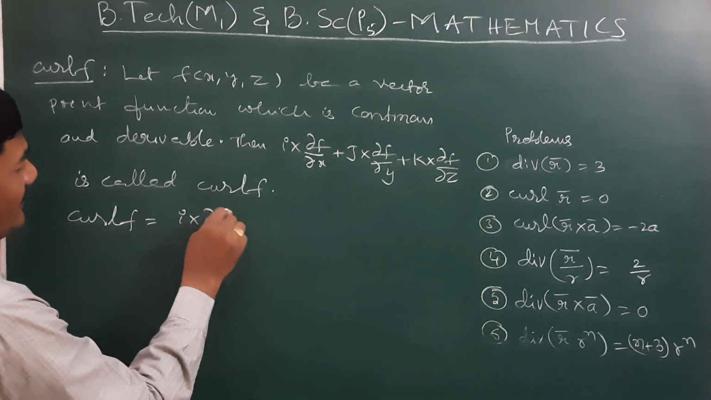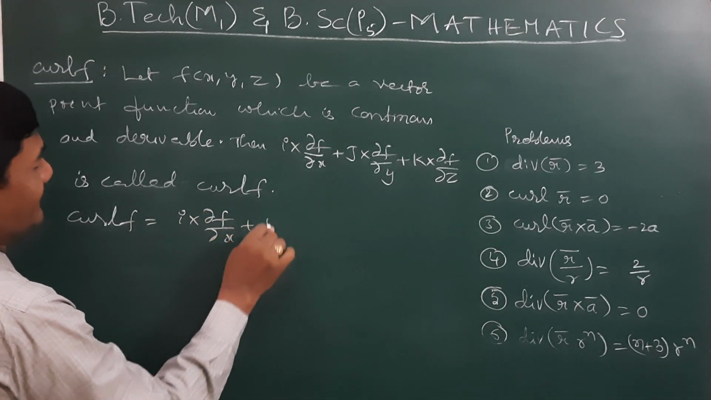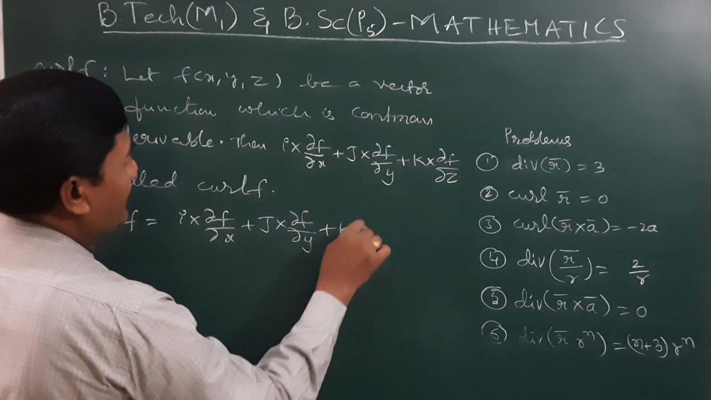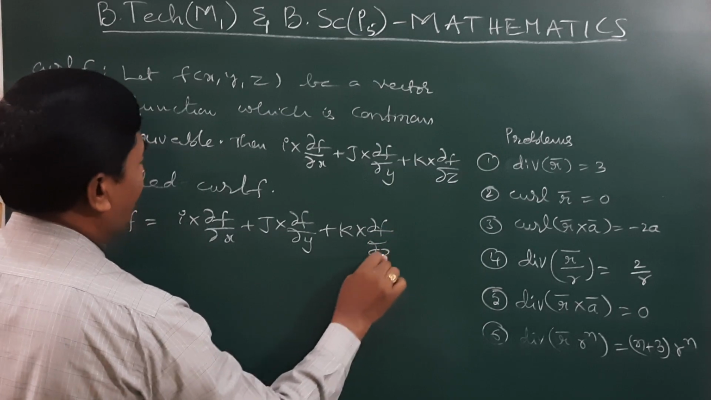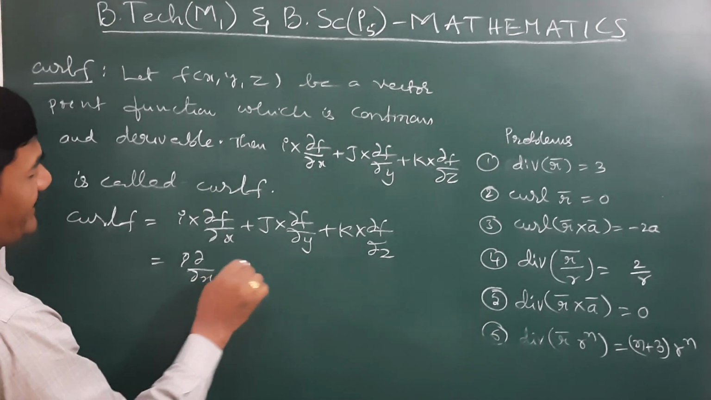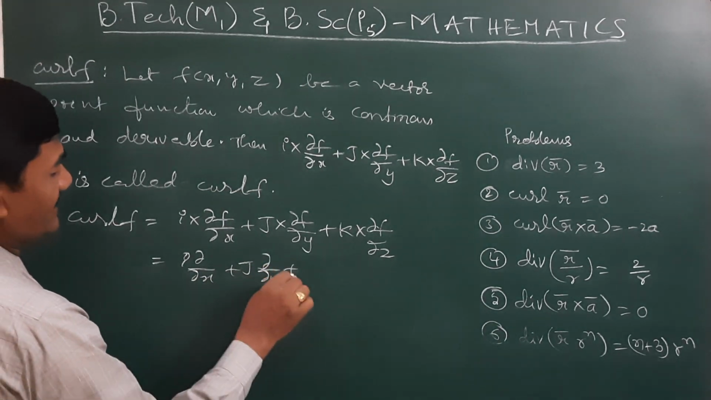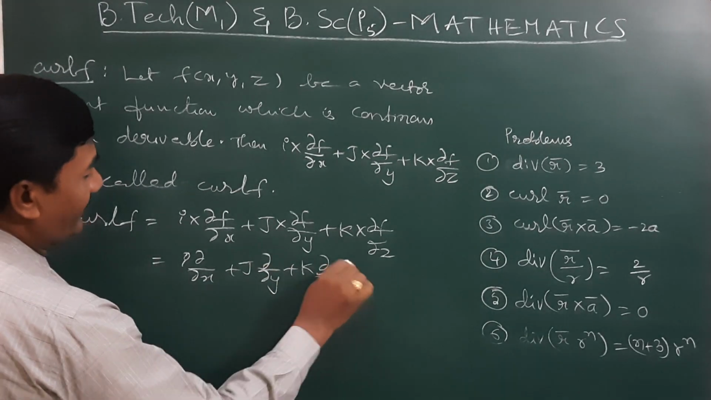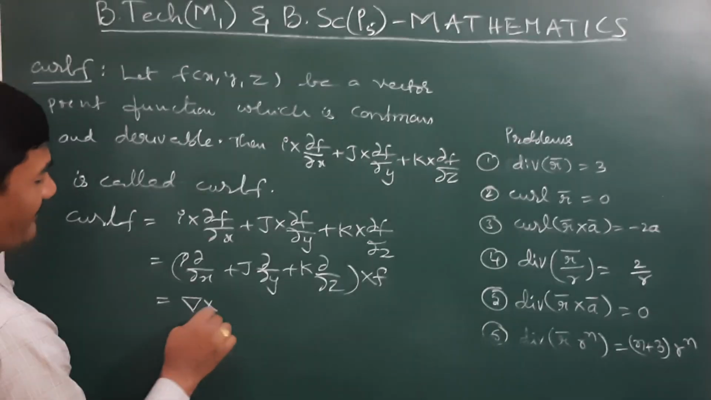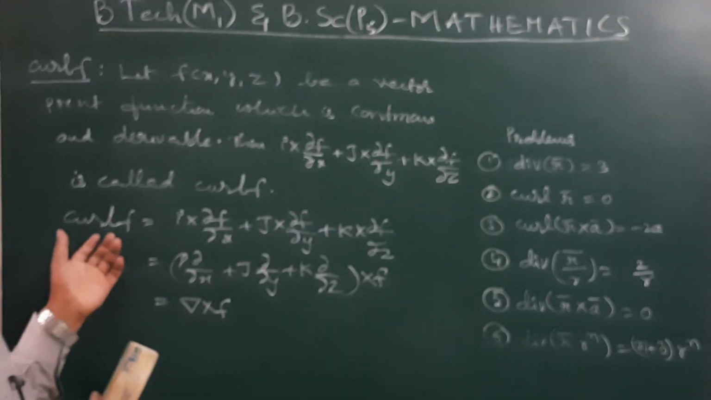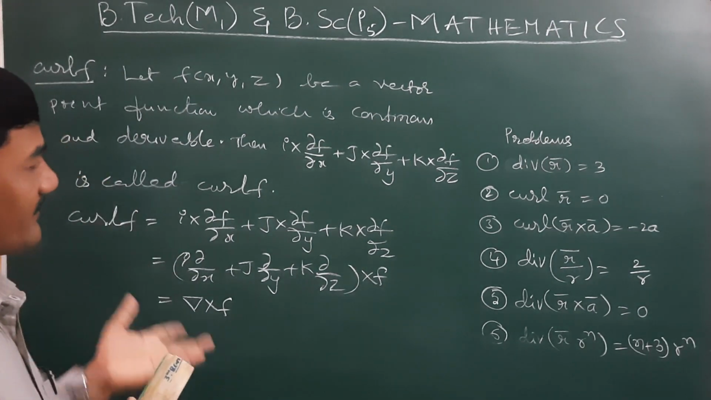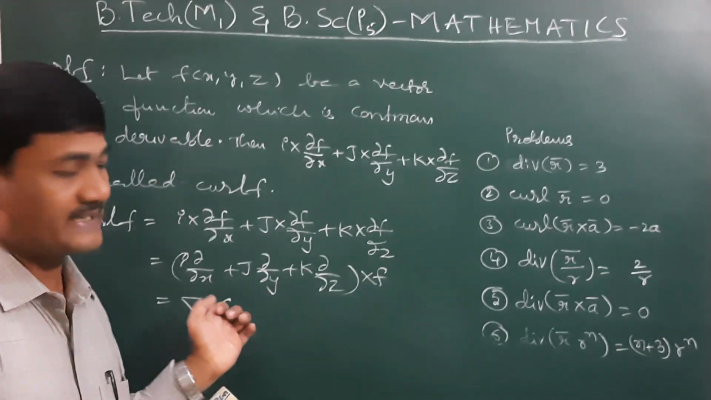i cross dou f by dou x plus j cross dou f by dou y plus k cross dou f by dou z, which is simply i dou by dou x plus j dou by dou y plus k dou by dou z cross f, and that is nothing but del cross f. So curl f is nothing but del cross f.